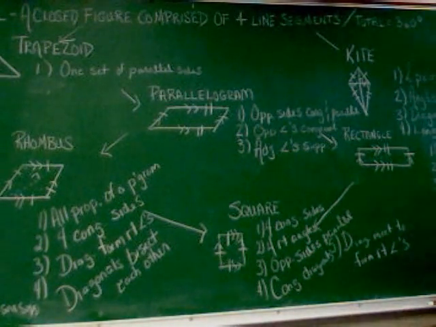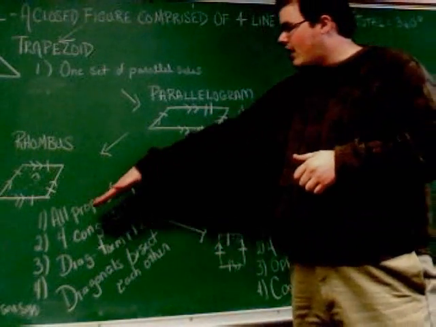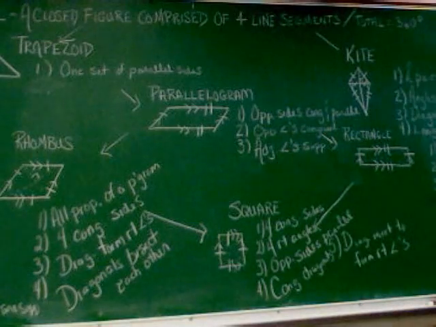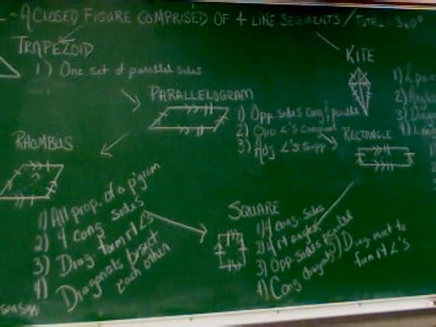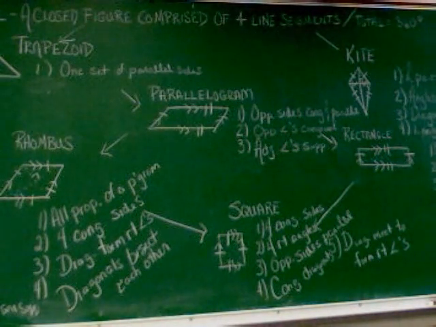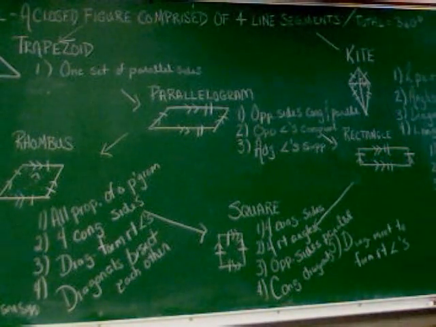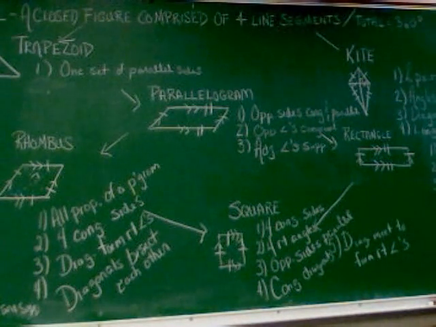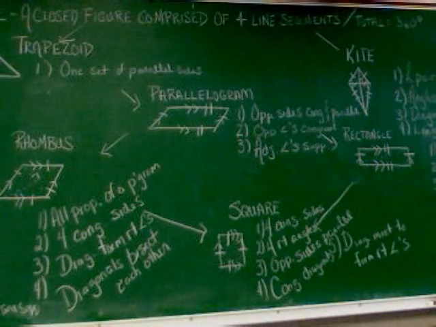Properties of a rhombus. First of all, it has all the properties of a parallelogram. So everything that was true about parallelogram is true about rhombus. It has 4 congruent sides, which is why I said it's like a square. All the sides have exactly the same length.